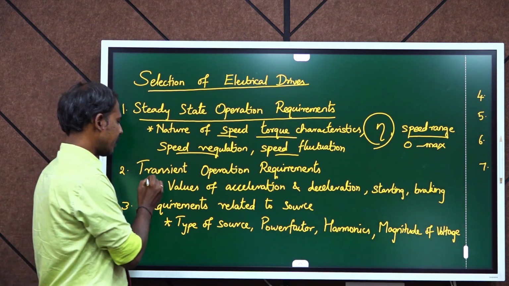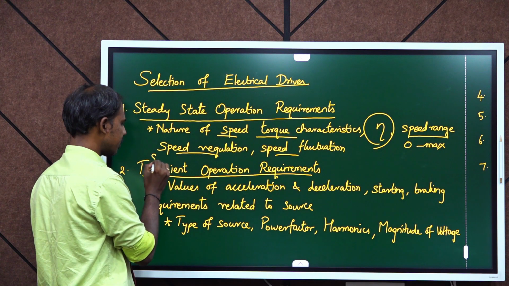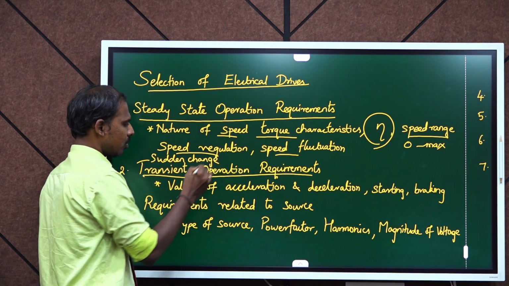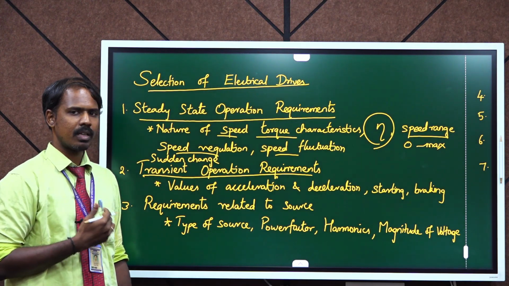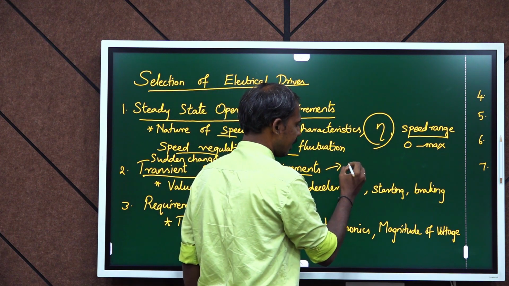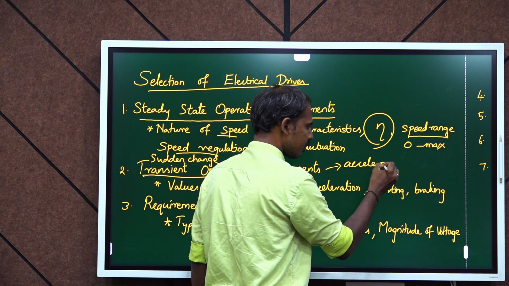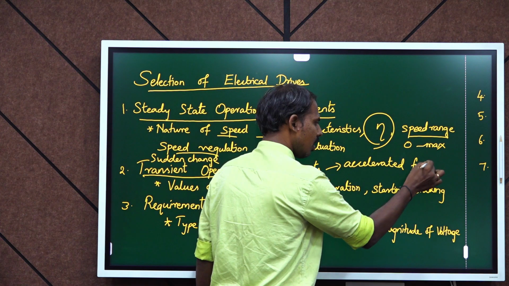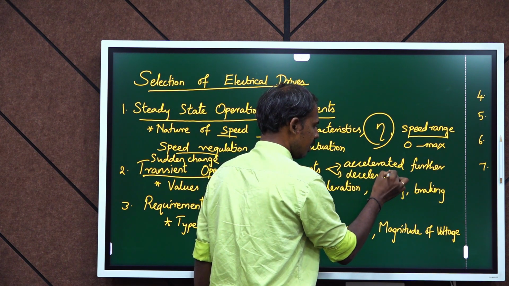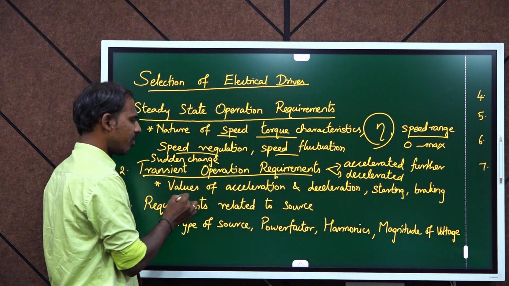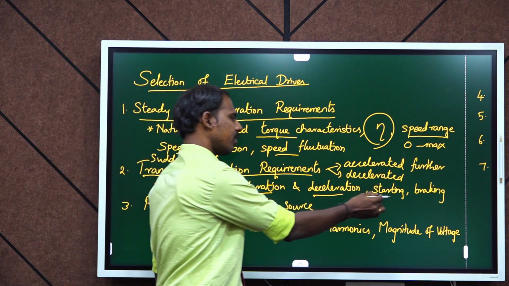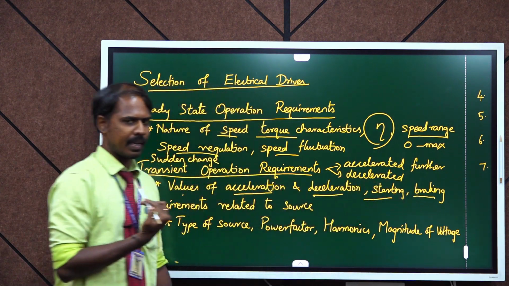And moving into the transient, the meaning of transient is sudden change. So for the sudden change requirements, the first parameter we will focus on is that a machine which is operating can be accelerated furthermore, or it can be decelerated from the normal acceleration. So we will have the value of acceleration and deceleration. Acceleration will focus on starting, whereas deceleration will focus on braking.